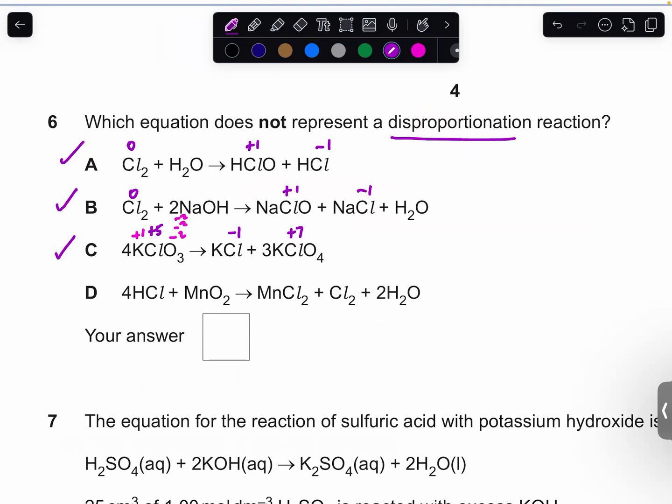The last one, you got -1 here, it's still -1 here, it's 0 here. Chlorine is only being oxidized. So this one is not a disproportionation reaction.